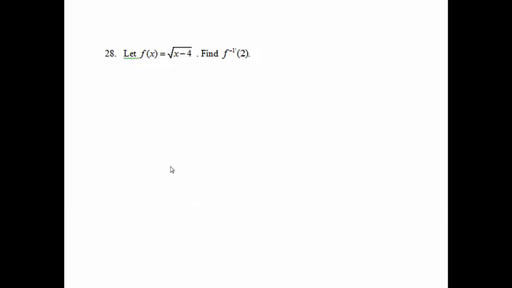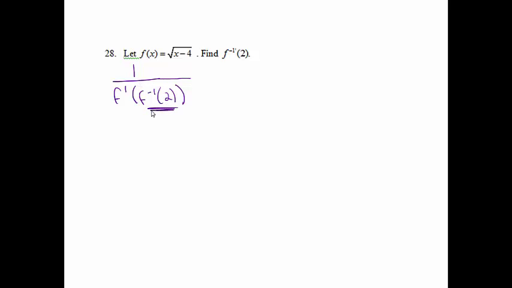Number 28, let f of x equal the square root of x minus 4. Find the derivative of the inverse at 2. The biggest mistake on this one was just knowing that formula to use. We're going to use 1 over f prime of f inverse of 2. And there's lots of steps with this problem, and people just tended to leave out some of the steps.